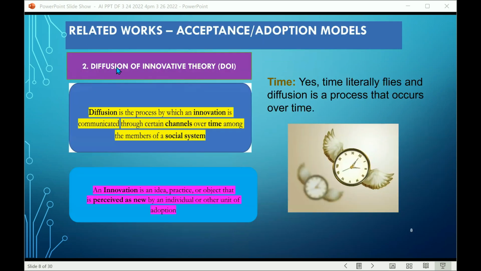Diffusion of innovation theory. And the diffusion is a process by which an innovation is communicated through channels over time among the members of a social system. And innovation is an idea, a practice, an object that is perceived as new by an individual or other units of adoption. And time, again, has a lot to do with it. Time literally flies, and diffusion is a process that occurs over time.